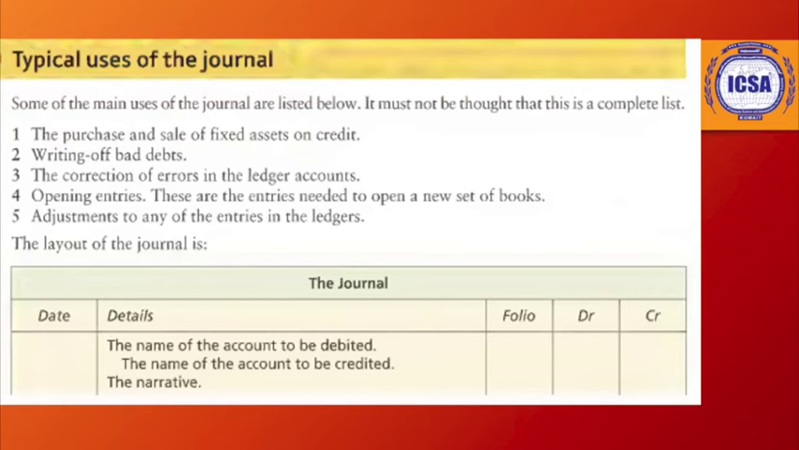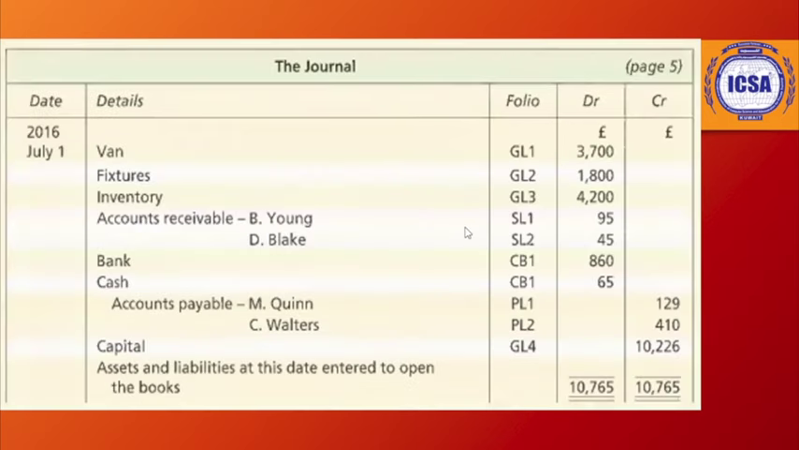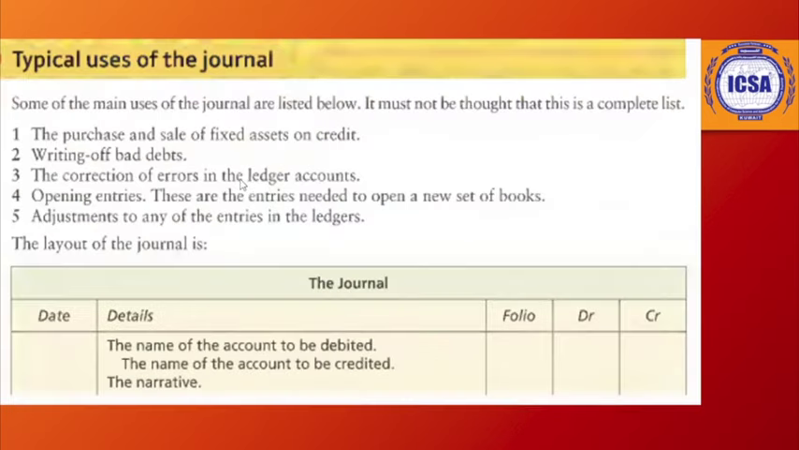Hello, here is another session to cover transactions of journals. Typical uses of journal. Journal is one of the books of prime entry, and what are its typical uses? Some of the main uses of journal are listed below. It must not be thought that this is a complete list because there are multiple other uses which are not mentioned here.